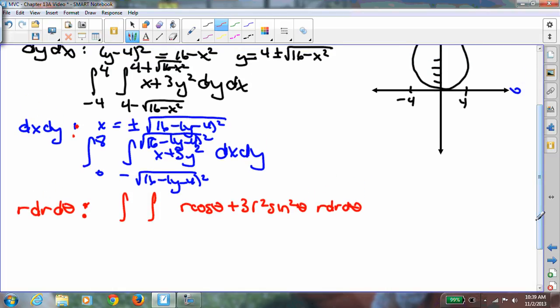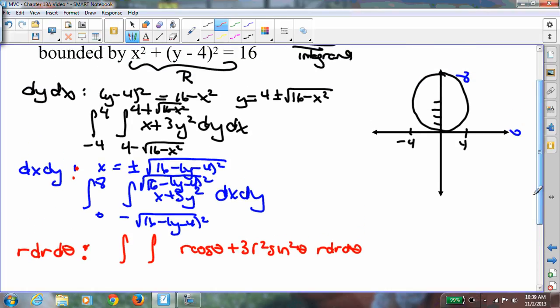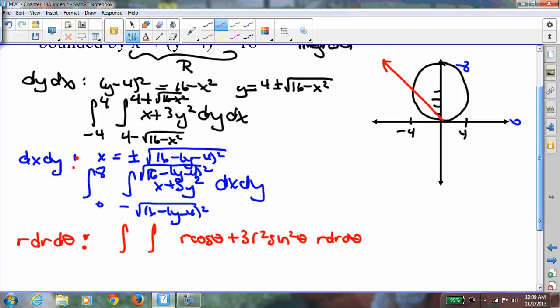And the first thing I need to figure out are my r bounds. So r starts from the origin, and then if you want to imagine extending radially out, the outer radius is being defined by the polar equation of the circle. So I now need to figure out what the equation for the circle is in polar.